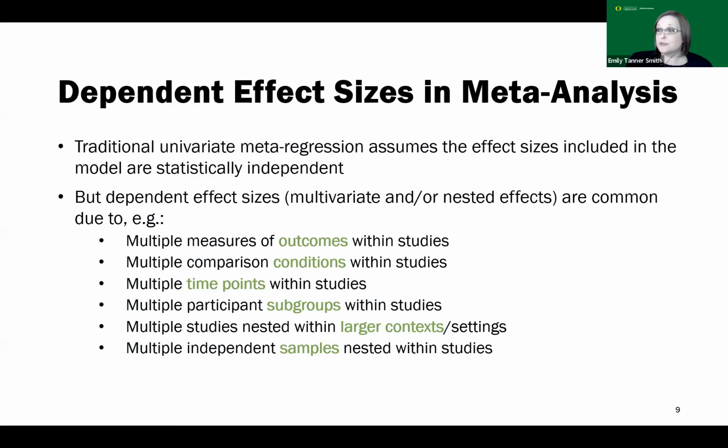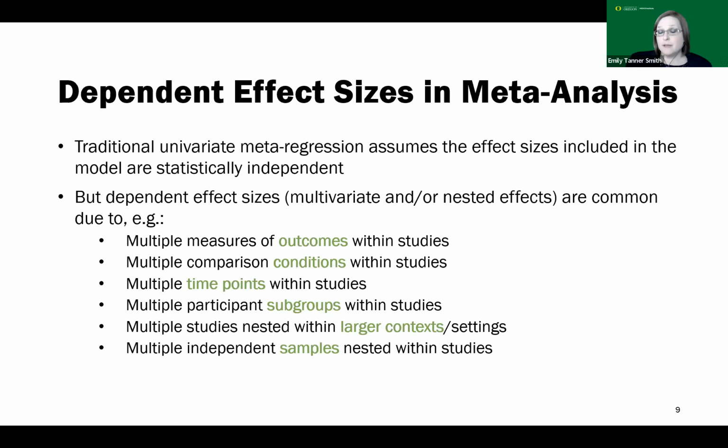So as I've already mentioned, traditional univariate meta-regression models assume that the effect size estimates included in the model are statistically independent. But in the real world, right, and particularly in the area of prevention, dependent effect sizes are the norm rather than the exception. Now, sometimes these dependent effects are what we might call multivariate dependent effects, where the sampling errors are correlated because the same participants are represented in multiple effect sizes from the same study. For instance, this often occurs if studies report effect sizes for multiple comparison conditions, multiple outcome measures within the same outcome domain, multiple time points, or even multiple subgroups of participants within a study.